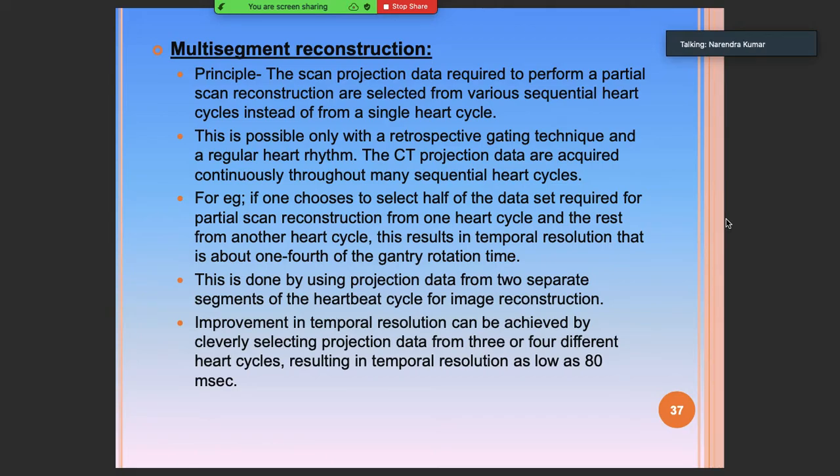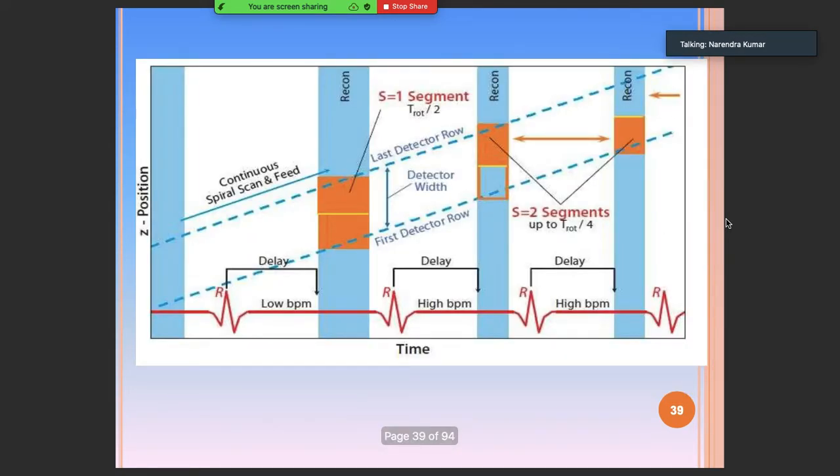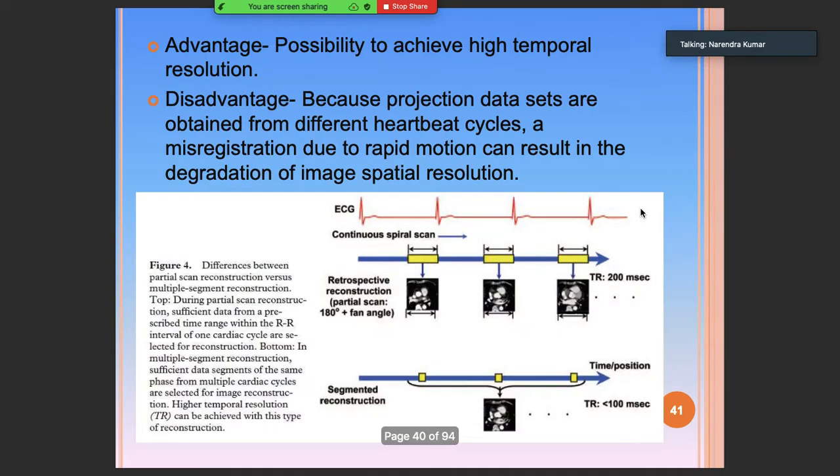And we are trying to improve the temporal resolution by selecting the projection data from 3 to 4 heart cycles as well. As we can see over here, in the first heart cycle, this much segment was reconstructed, then in the second one this much, then for example in the next one is this much. So that's why 3 to 4 heartbeats are needed, and on the basis of that, one can achieve a very high temporal resolution. However, there are some problems as well.